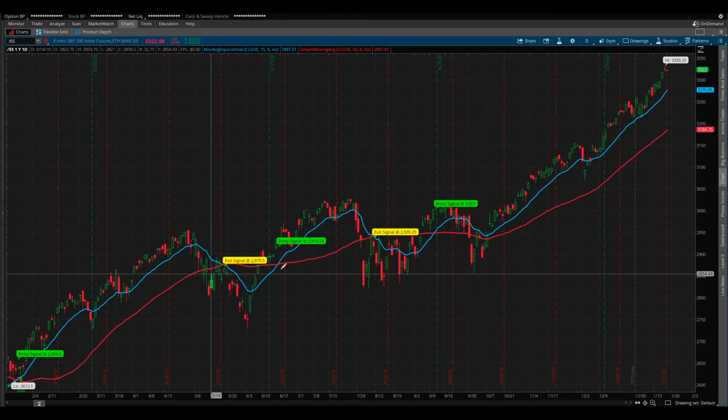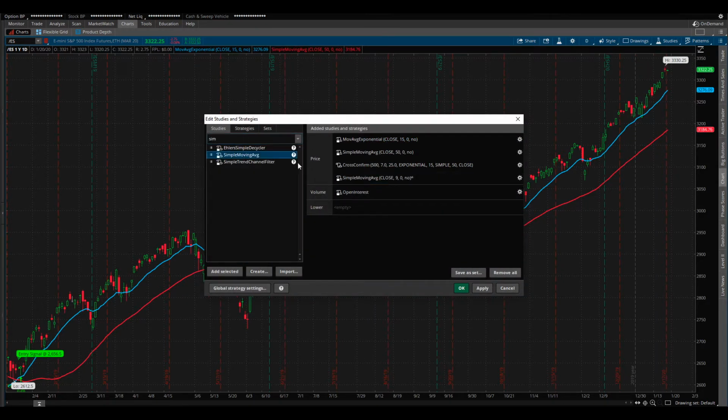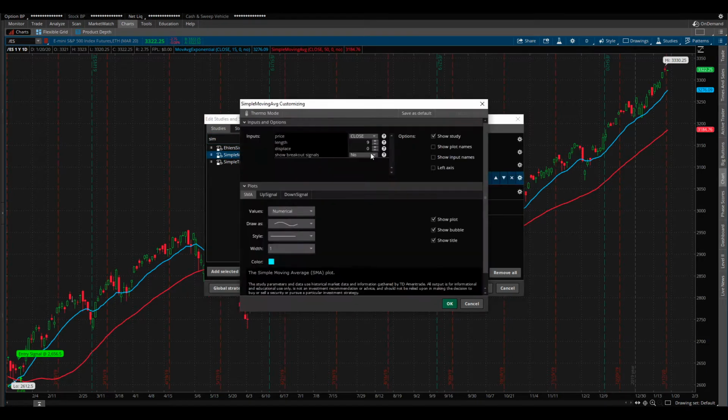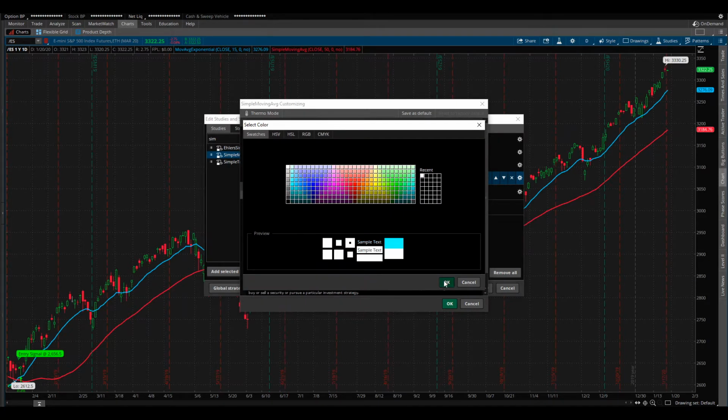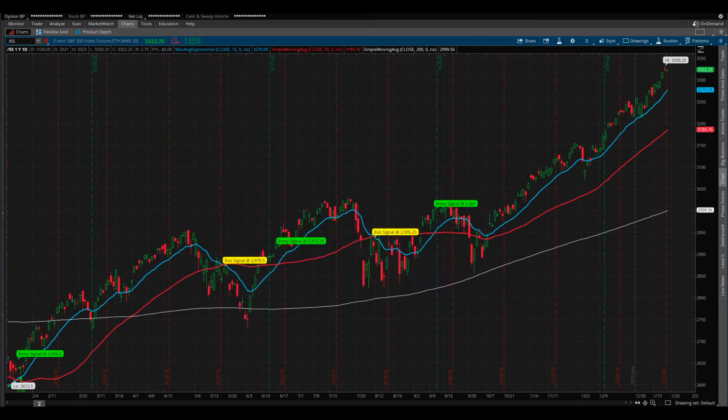Okay. When I'm on the daily chart, I also like to use the 200-day moving average. That's a major moving average that many on Wall Street use. So I'm going to put that on here. This one I just use a simple. And on my 200, I use a white. And then there's your 200-day moving average.